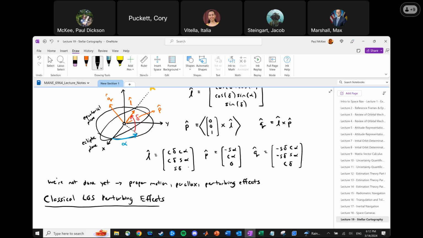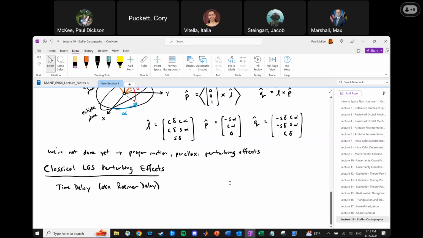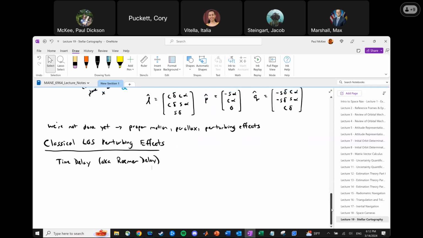All right, so there's 3 of these that we're going to talk about. The first of these is called time delay, or you might also hear this called the Roemer delay. Okay, what is that? Well, I'm going to draw a picture. I'm going to try to get just a little bit of L, P, and Q in there. Okay, there we go. So let's say that this is the sun. And let's say that the star is off in this direction. So this is the L direction. And let's say that you've got a spacecraft over here, simple 3 rectangles. So clearly that's the body and those are the solar panels, right?